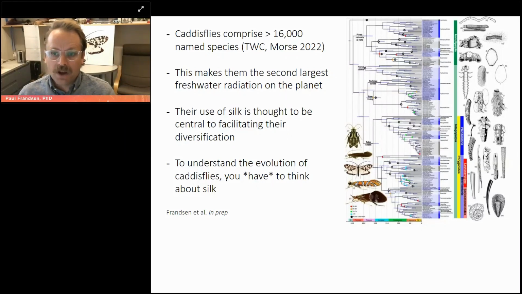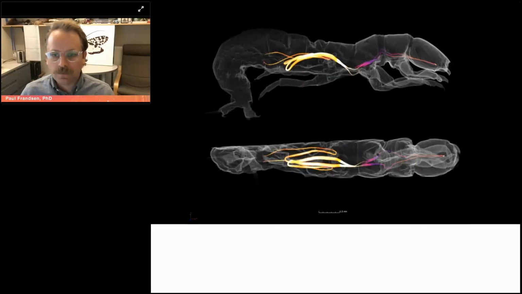In addition, I have colleagues who are bioengineers who are very interested in applications of their silk. The silk is sticky underwater, it's very strong, and it has some desirable properties that make it a good kind of model for a biomaterial. And so they're interested in developing biomaterials based on the things that we discover in caddisfly silk that could eventually be used in things like surgical adhesives and so on.